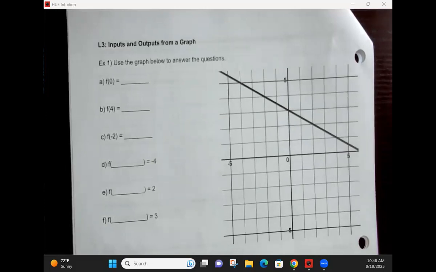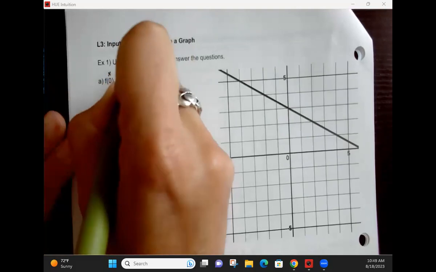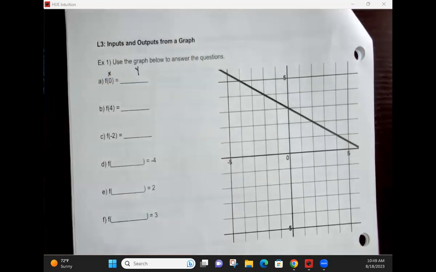So this should look familiar from Algebra 1. We did the same type of stuff in Algebra 1 with a lot of linear functions. We're going to build in some other types of functions today. So remember, when we've got this function notation here, f of 0, that means that we know the x value. And what we're looking to find is the y value.